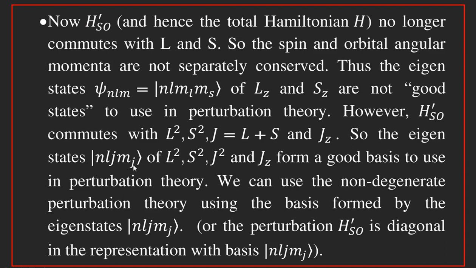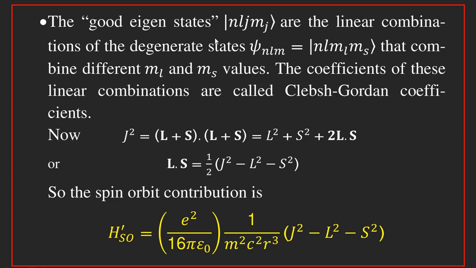So by using this basis NLJMJ, we can proceed with the non-degenerate perturbation theory. These good eigenstates NLJMJ are the linear combinations of the degenerate states NL, ML, MS that combine different ML and MS values. And the coefficients of these linear combinations are called the Clebsch-Gordan coefficients, which you have studied in the theory of angular momentum, the addition of angular momentum.